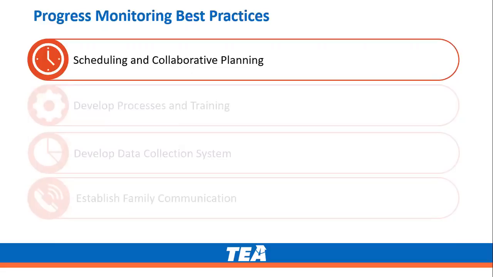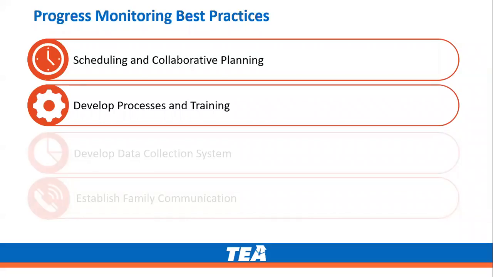Progress monitoring best practices. Reviewing the best practices for progress monitoring during remote learning can assist LEAs in meeting the responsibilities identified. First, scheduling and collaborative planning. Best practices involve intentionality in scheduling and setting clear expectations for all relevant staff. This means general education teachers, ESL teachers, special education teachers, and instructional related service providers have regularly scheduled planning time together in a virtual setting.